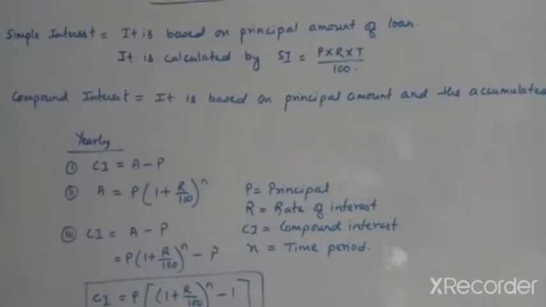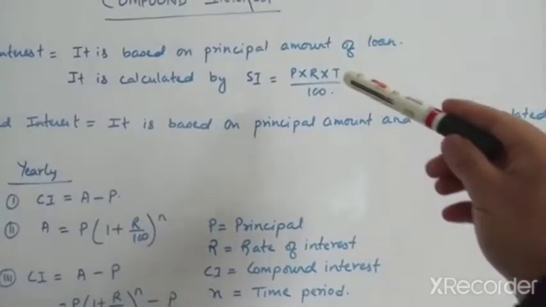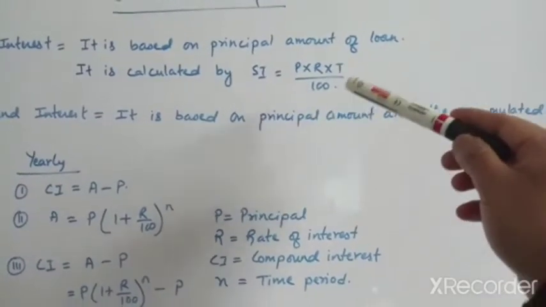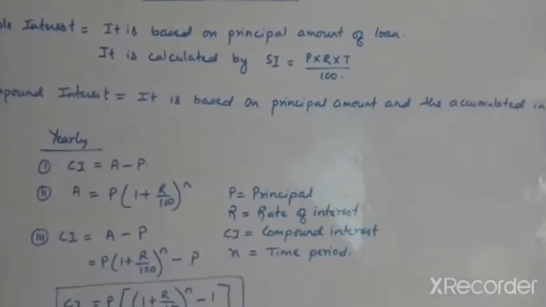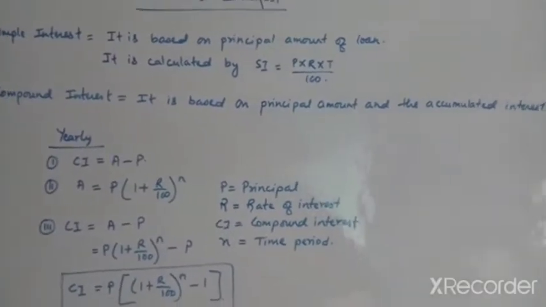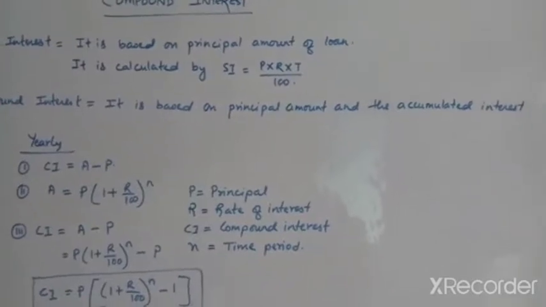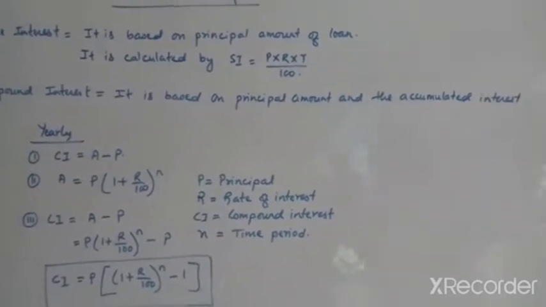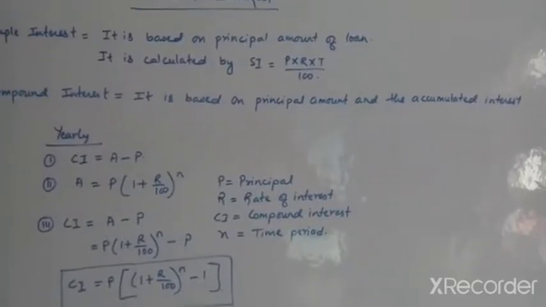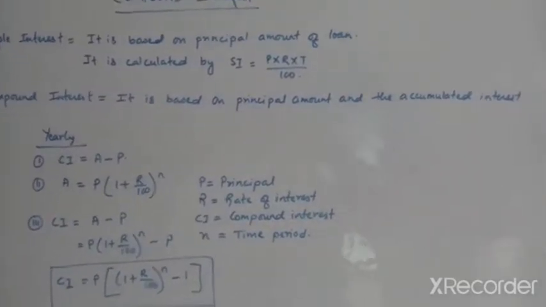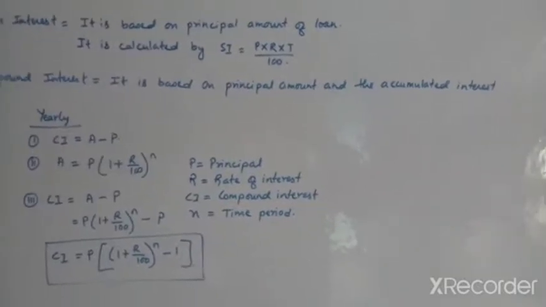Here you have to keep in mind that whatever time period is given, you can use it directly in the case of simple interest. But compound interest is based on the principal amount and the accumulated interest. That means it is nothing but the principal plus interest on the interest.